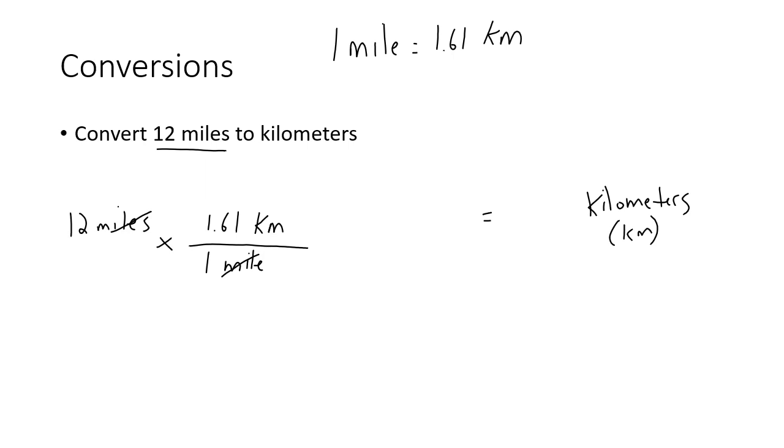I'm going to multiply 12 by 1.61. When I do that, my calculator is going to provide me an answer of 19.32 kilometers. I should follow the significant digits rules, and in this case the 12 miles only has 2 significant figures. And so I'm going to write down that my final answer will only have 2 significant figures and will be 19 kilometers.